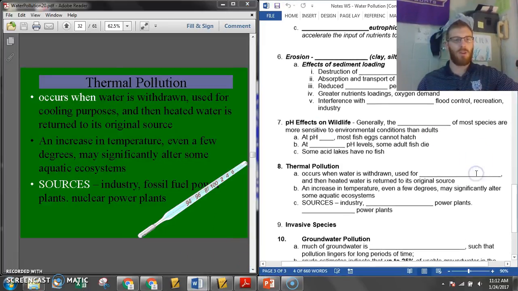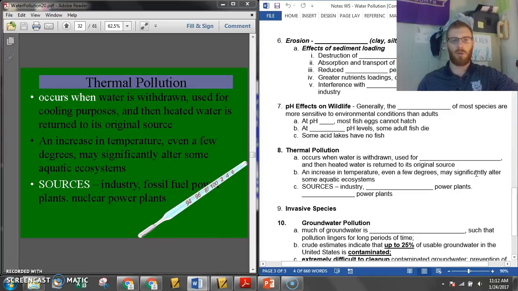Thermal pollution occurs when water is withdrawn, used for cooling purposes, and then that heated water is released back into the original environment. And I already talked about how marine organisms are very sensitive to heat and increases in temperatures or decreases in temperatures.